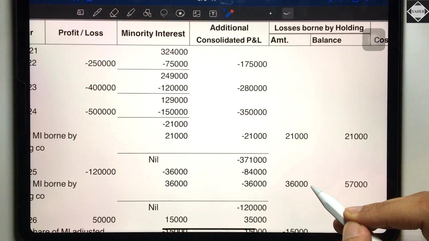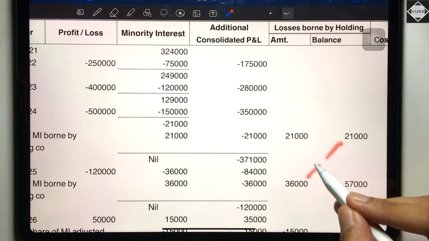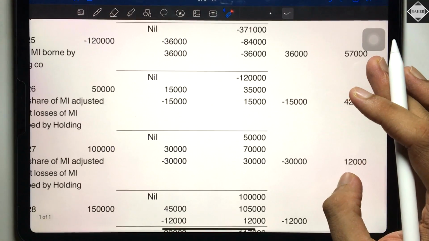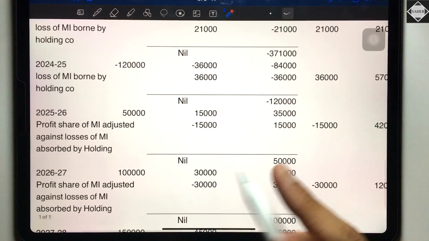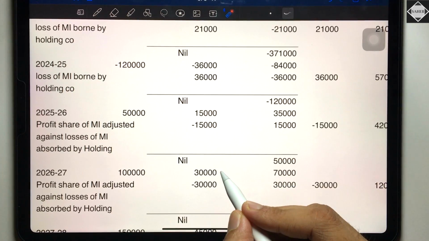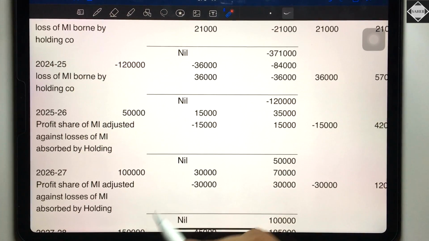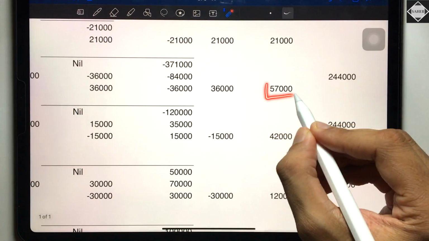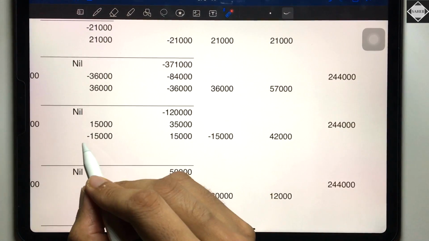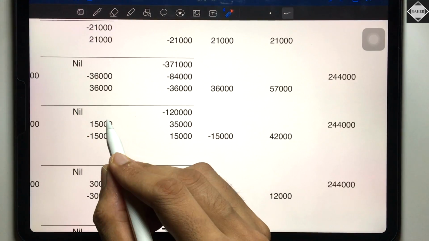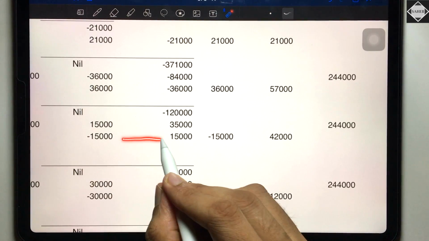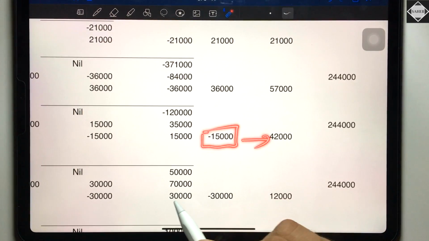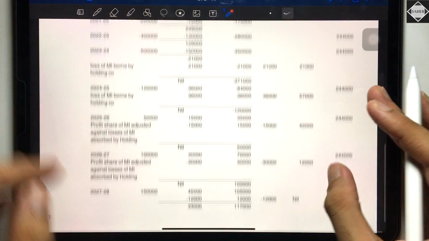Okay, it was 36, now in the next year, so 21 plus 36, that's equal to 57. This is how you have to do. And when recovery is happening, what will happen? When recovery is happening, minority will be positive. See, minority is positive here, but you have to put negative over here. Why? Because you have to make a recovery. Now you can see over here 57,000 has to be recovered, so you will have to do minus 15. Because 15 is there, minus 15, and give that profit to holding and record recovery over here, and then give the effect in cumulative column as well. So this is how you have to do it. It's really simple and straightforward.